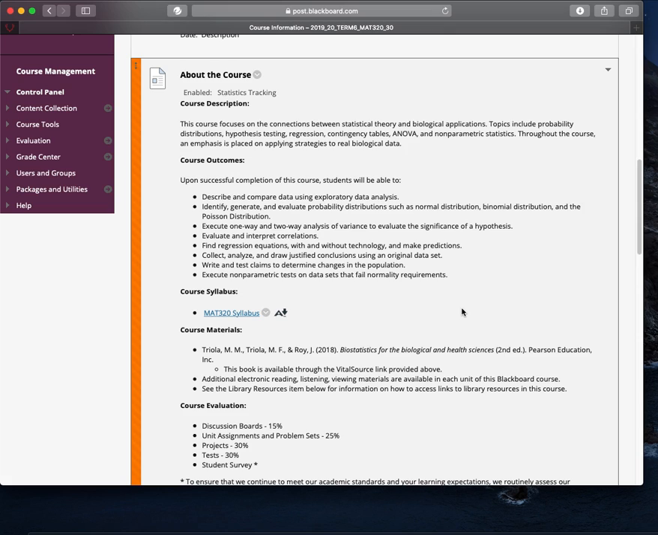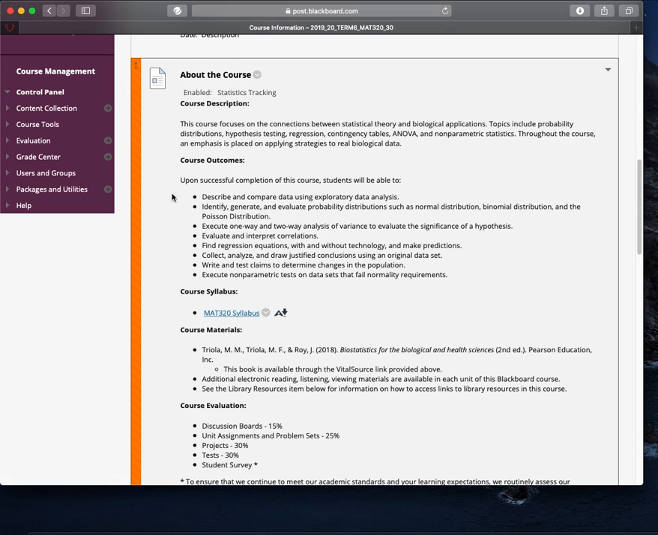Collect, analyze, and draw justified conclusions using an original dataset. That would be the form of the project for this course. Write and test claims to determine changes in the population. And then execute non-parametric tests on datasets that fail normality requirements. So a whole lovely plethora of course information.